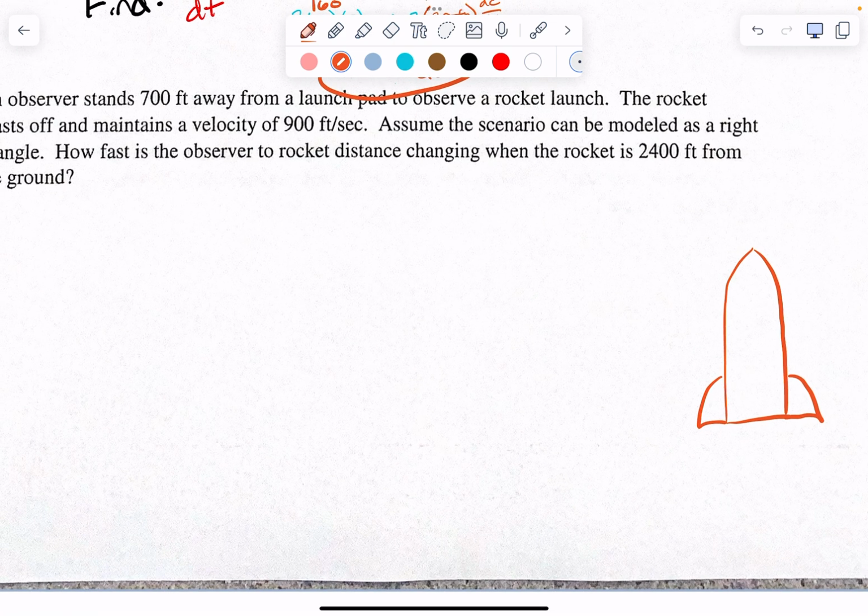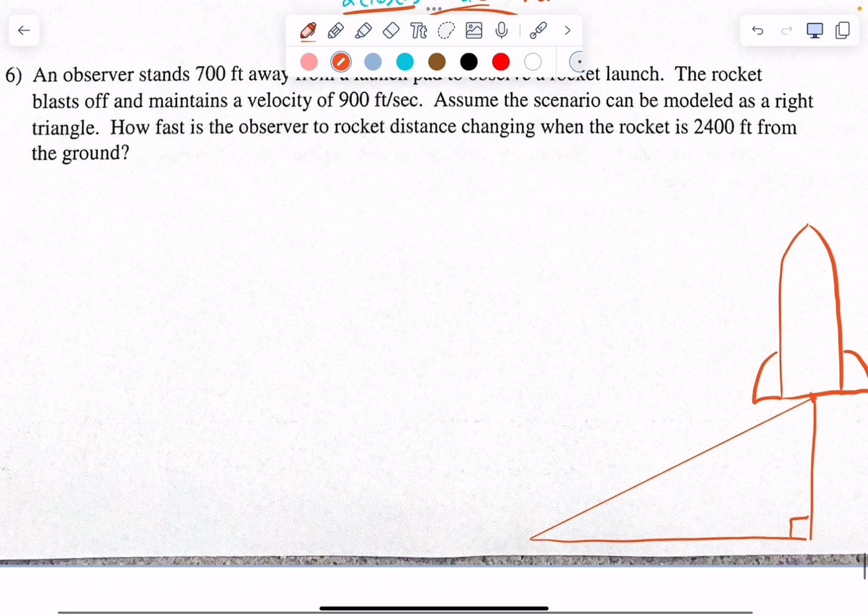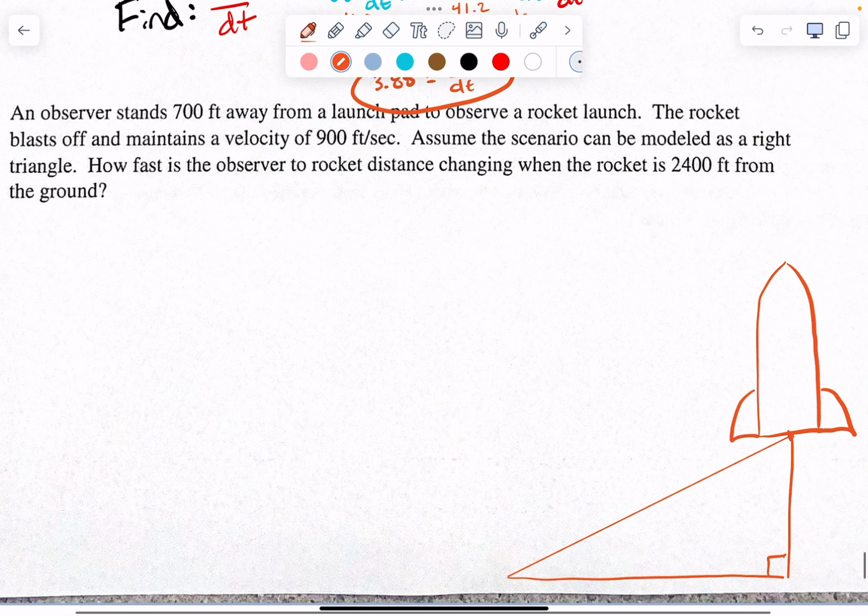Okay, so the base of my rocket is here. I should make it go like this. So the rocket's in the air, right? And the observer is here. Okay, there we go, so we've got a right triangle again, right? My person is 700 feet away from the launch pad. Where does the 700 go?